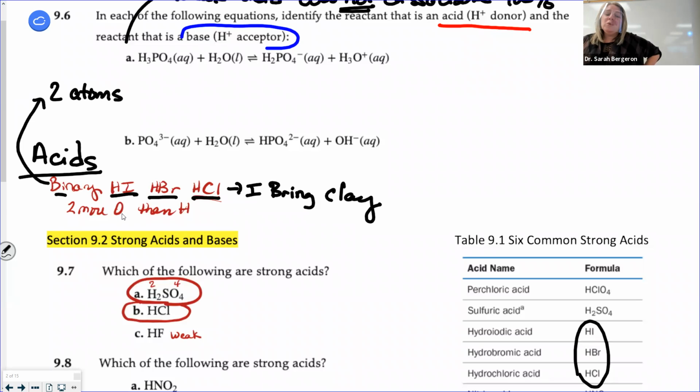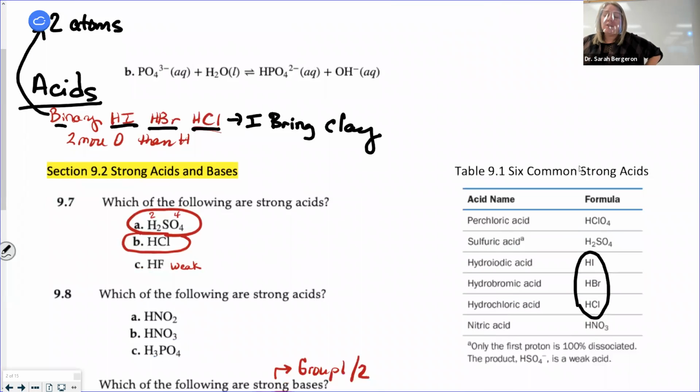If you have 2 more oxygens than hydrogens, you are strong. So let's see if that fits our examples here. I need 2 more oxygens than hydrogens. Perchloric acid, how many hydrogens do I have? I have 1 hydrogen, how many oxygens? 4 oxygens. Do I have 2 more oxygens than hydrogens? Yes, I actually have 3 more, right?